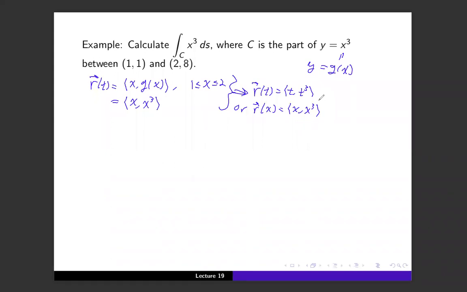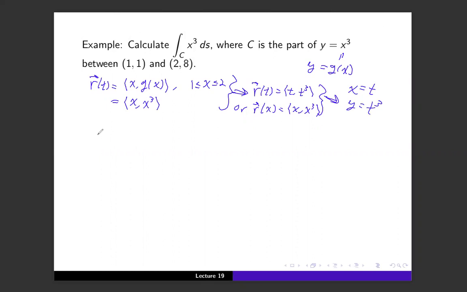Now, in this case, if x is just t, and that's another thing that I like doing. Here's another good strategy, or another good practice. Whenever you're writing these parameterizations, another thing you can do is write this as x equals t, y equals t cubed. That's another way of writing this.